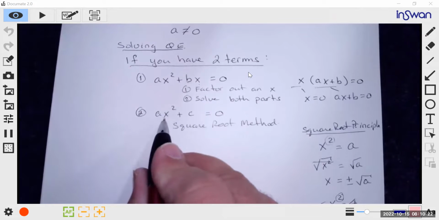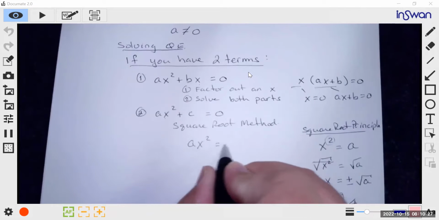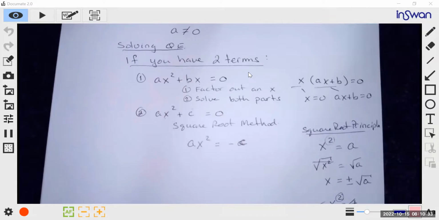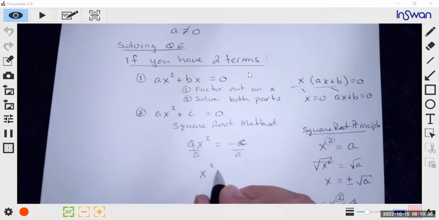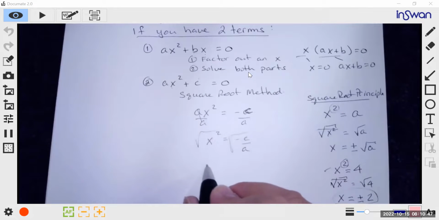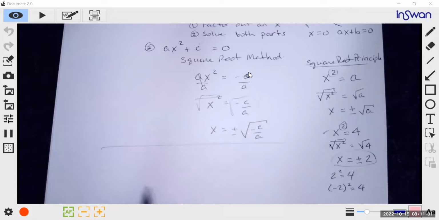So if you have only one x term, then move the constant term to the other side. Get rid of any coefficients that may exist. And square root the number. So the square root and the square cancel. We have a plus or minus the square root of negative c over a. So let's look at some examples of both of those.